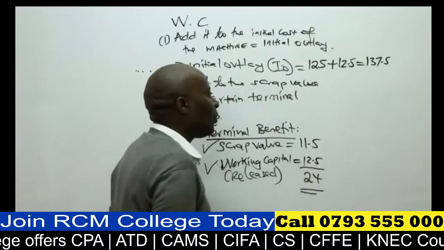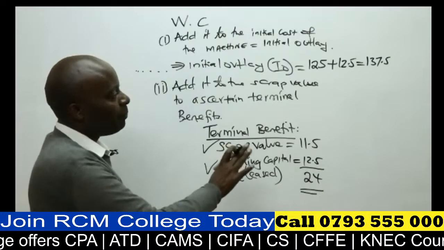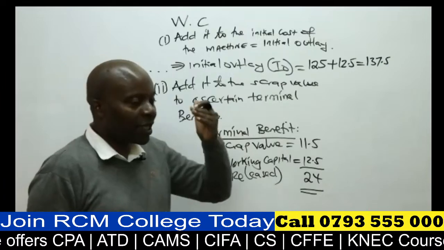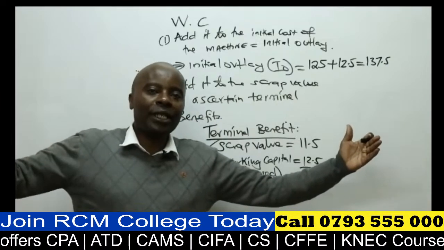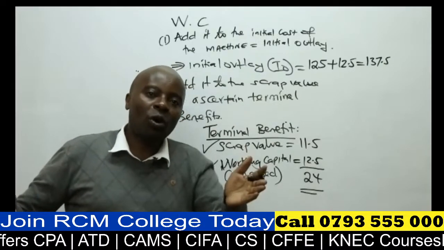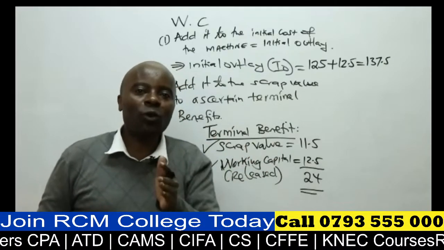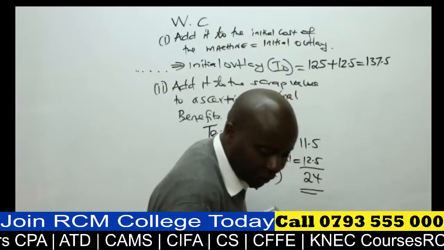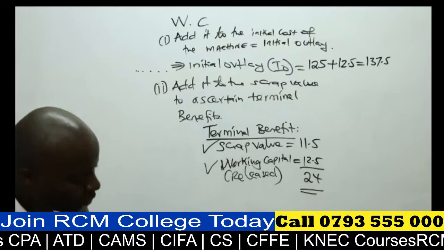Now, ladies and gentlemen, once we have these particular parameters, I've been able to ascertain the cash flow at the beginning. I've been able to ascertain the cash flow at the end. Now we need these middle cash flows, what we call operating cash flows, cash flows arising out of each year's operations. So we need the operating cash flows.